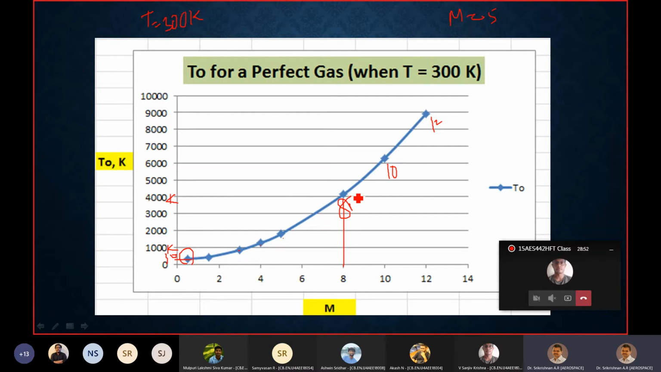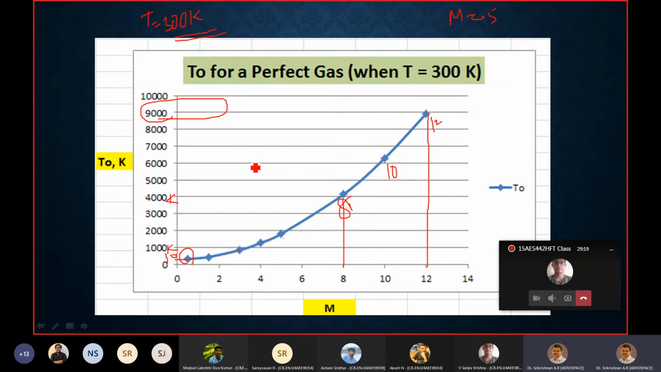If you bring Mach 12 flow to standstill, to stagnation conditions adiabatically, you will end up with a huge temperature of 9000 K, starting from a static temperature of 300 Kelvin. So that's the kind of high temperature that you will encounter in hypersonic flows.